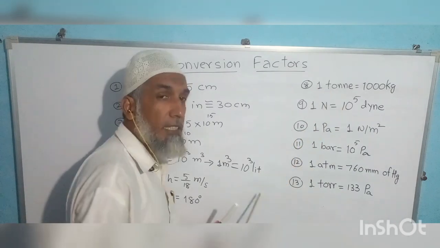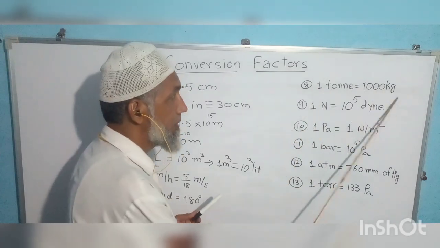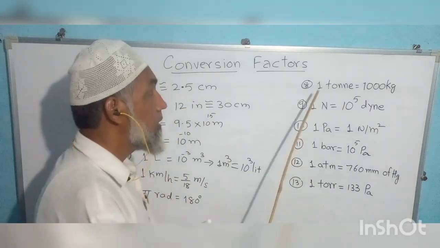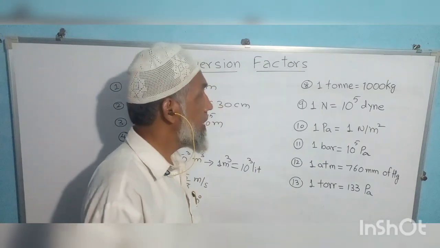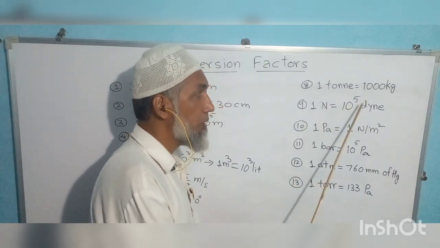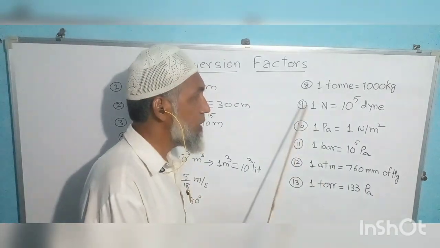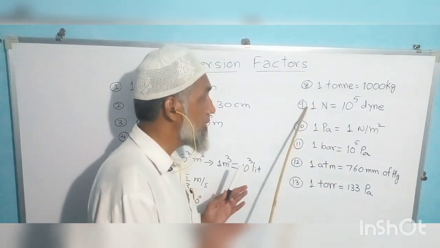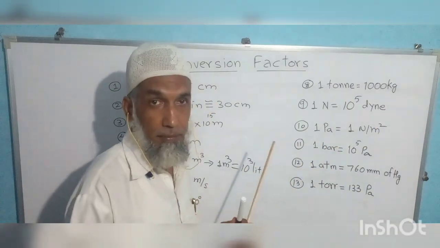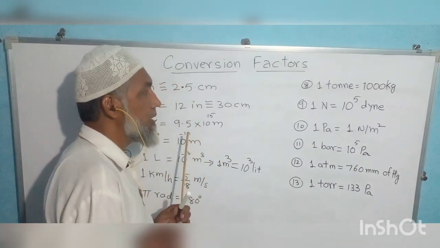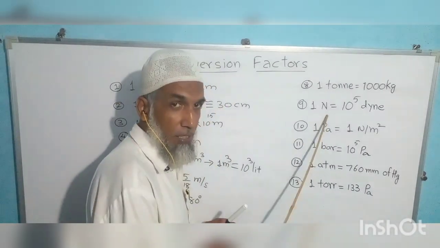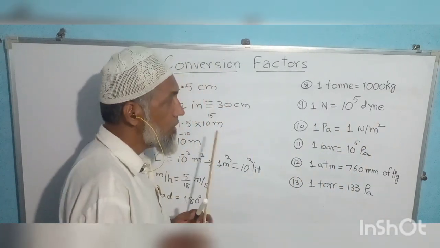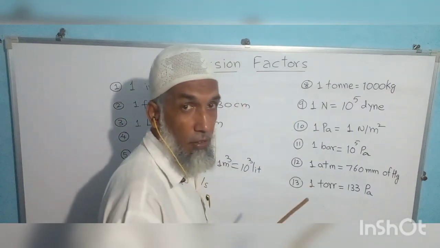One ton is 1000 kilogram. This one ton is related to the mass. Now 1 newton is 10 to the power of 5 dyne, and this is related to the force. You are converting force from newton to dyne. So 1 newton is 10 to the power of 5 dyne. Newton is the unit in the MKS system, and dyne is the unit in the CGS system. So how can you get 1 newton is 10 to the power of 5 dyne?